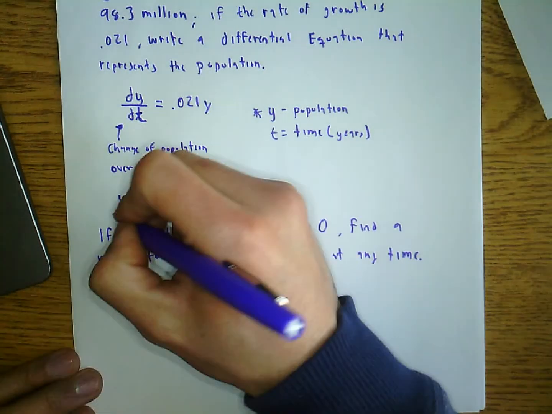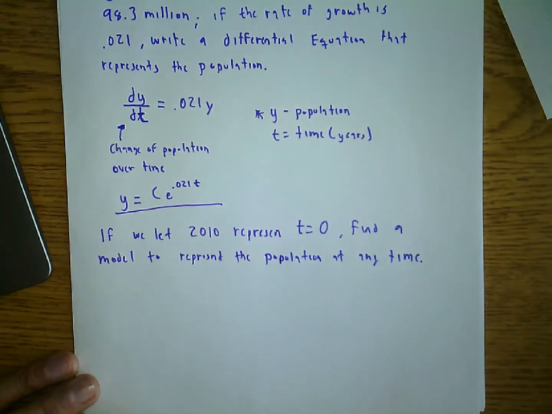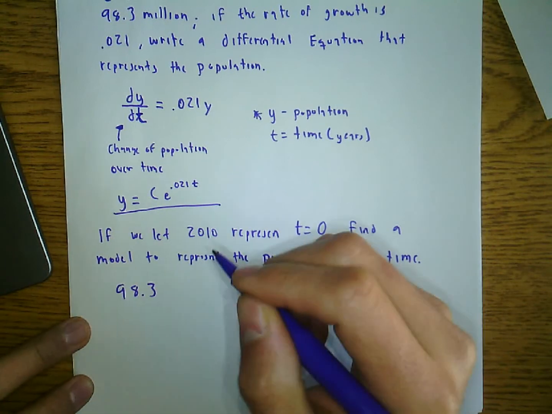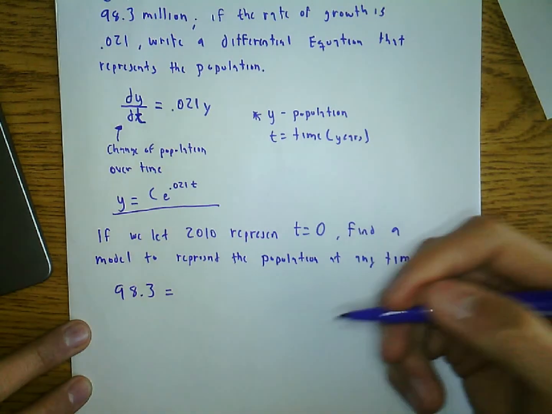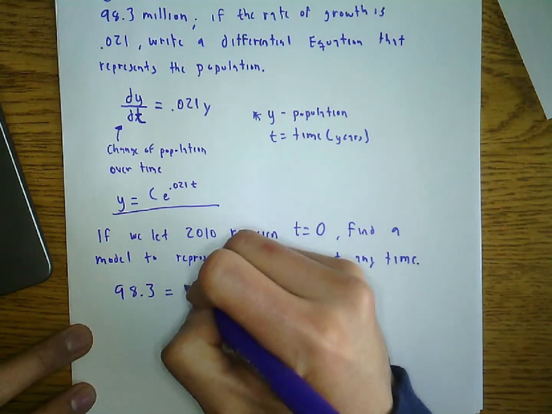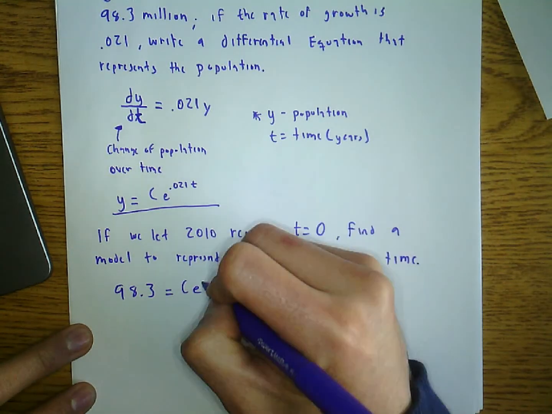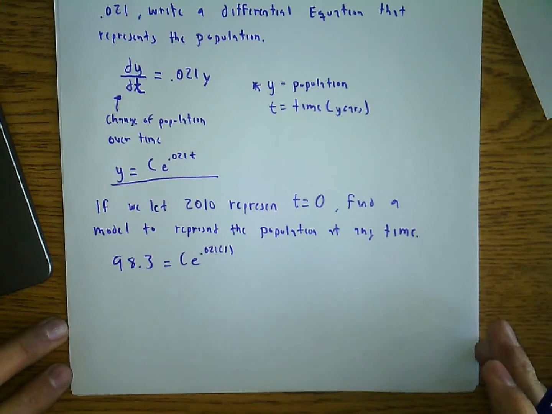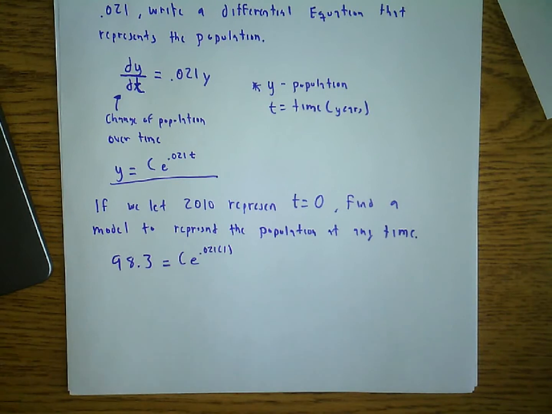This is going back to algebra 2. Okay? How would you solve this? Your y would be that 98.3 million. And t would be 1 because 2011 is 1 year after. Exactly. So we're going to say 98.3 is equal to C times e to the 0.021 times 1. Agreed? Now this is going to require a calculator, so let me grab one real quick. So how would I solve for C in this case, by the way? Because I would expect you to show work.